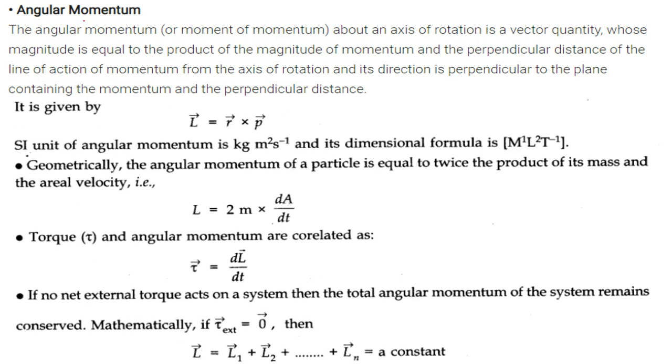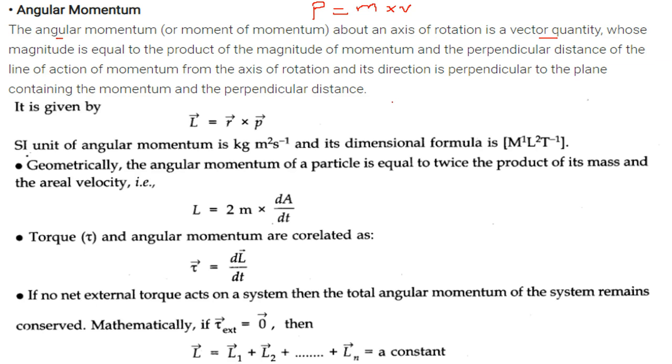Angular momentum. In translation, we say that momentum is simply mass times velocity. When we talk about angular momentum or moment of momentum about some axis, because the rotation is going on, this is a vector quantity, and the magnitude is what?